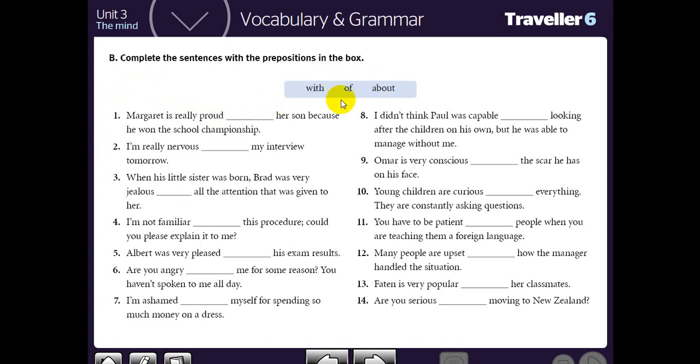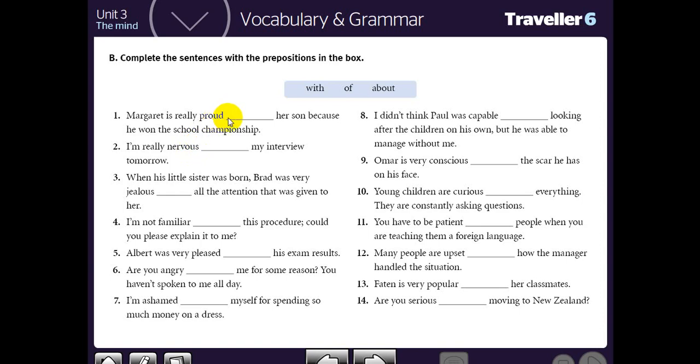For example, you can say different from, and not different with or different of. You should say proud of, not proud with or proud about. Have you got it? You have here some adjectives such as proud, nervous, jealous, and some prepositions. Each one of these adjectives must be followed by just one preposition of the 3 above. So your task here is to memorize them by heart.